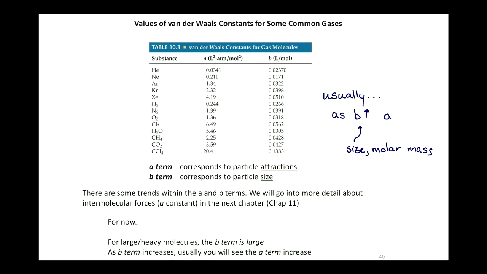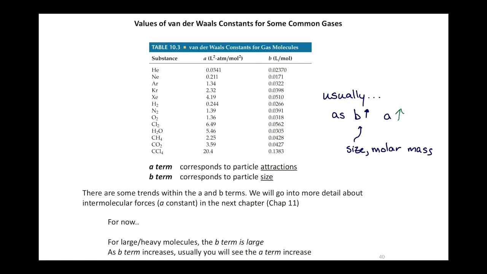The B term stands for size. So larger particles, larger B term. Typically, this is just molar mass. If we look at the molar mass of a compound, the bigger the number, the higher the B term. All right, and so for now, what we're going to say is as B increases, A usually increases. We're going to just say that for now, because in chapter 11, we'll talk about intermolecular forces. We haven't learned about them yet, but for now, as particles get heavier, the attractions between particles increase as well.